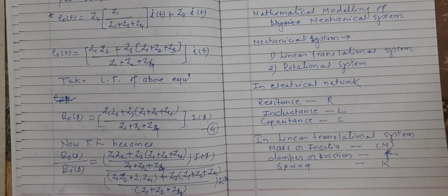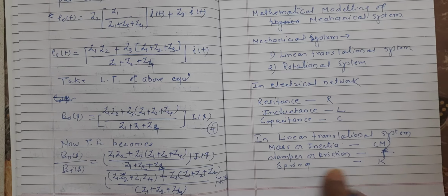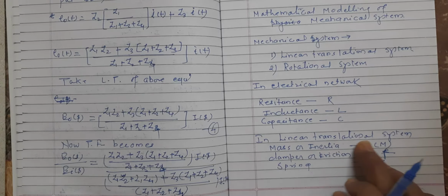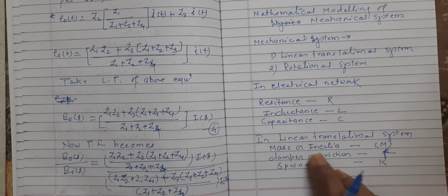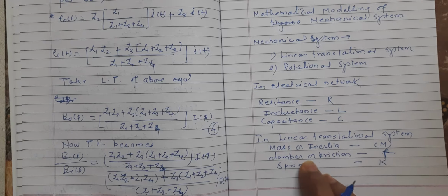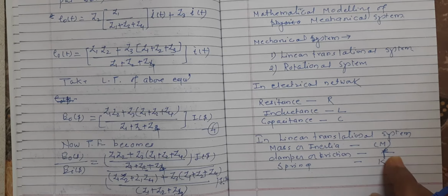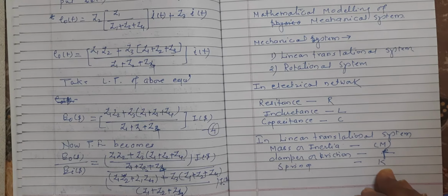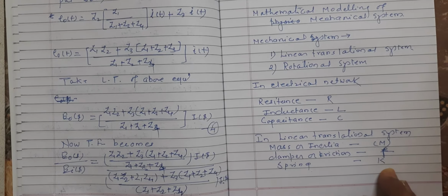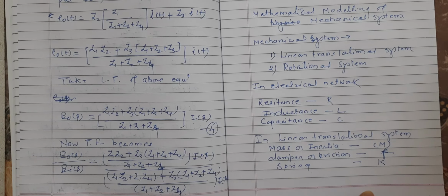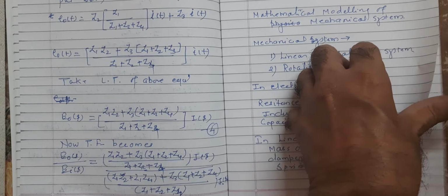So in the linear translational systems we again have three components, like in electrical: resistance, inductance, and capacitance. But in linear translational systems we have mass, which is called inertia, denoted by M, the damper or friction, denoted by small f, and the spring, denoted by K. So in the mechanical system we have three components: mass, damper, and spring. Now we will write down the equations for these.